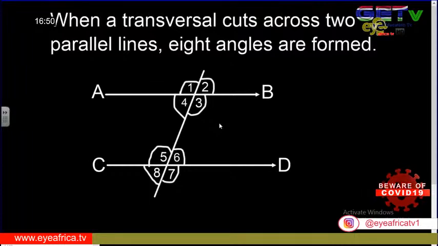Now this is important. Whenever a transversal cuts across two parallel lines, 8 angles are formed. When a transversal cuts across two parallel lines, you will always have 8 angles being formed. Now we are going to need this.